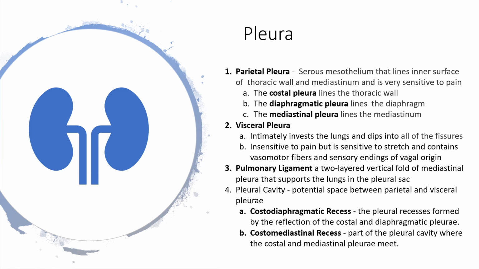Now, the pleural cavity is a potential space between the parietal and visceral pleura. The costodiaphragmatic recesses are the pleural recesses formed by the reflection of the costal and diaphragmatic pleura. Now, the costomediastinal recesses are part of the pleural cavity where the costal and mediastinal pleura meet.